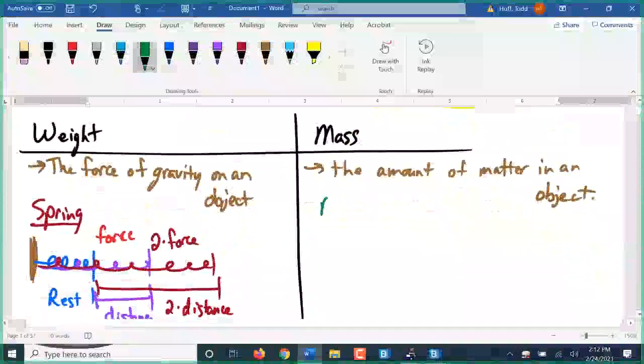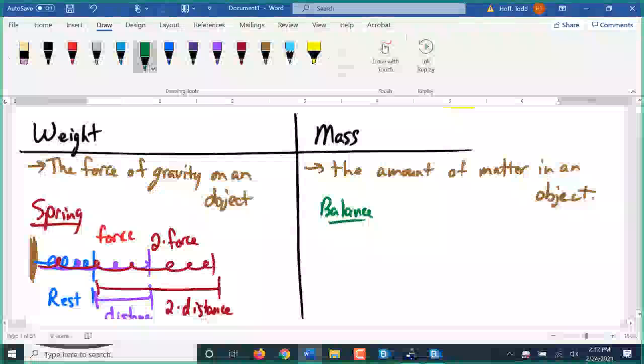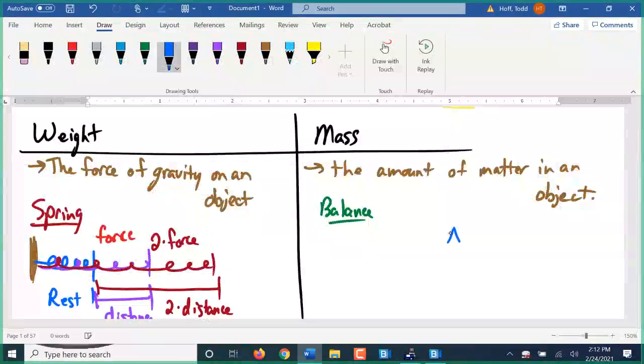Mass is measured with a balance. The balance is really nothing more than a precise, very precise seesaw or teeter-totter. Put our object that we're trying to measure on one side, then we place known masses on the other side until it balances. Whatever this known mass is, that's the mass of our object.